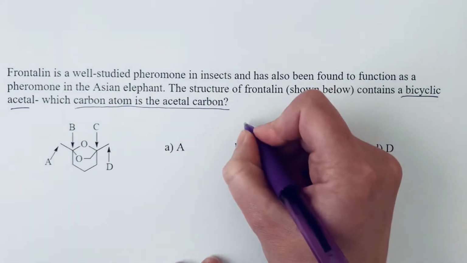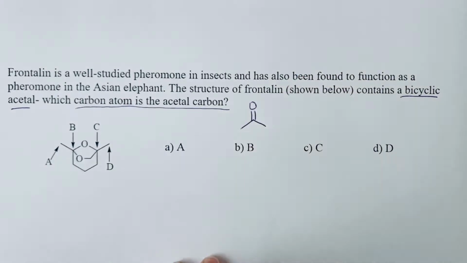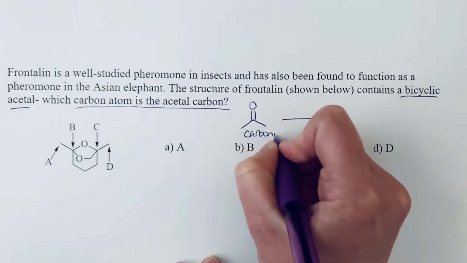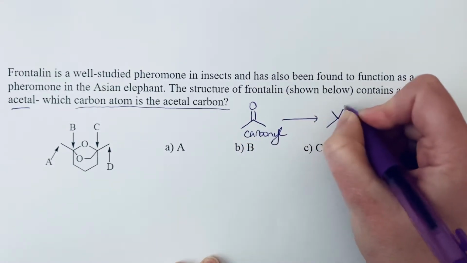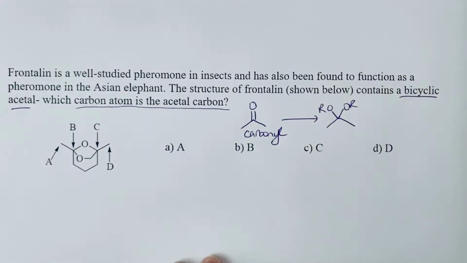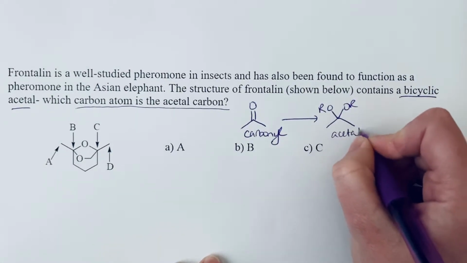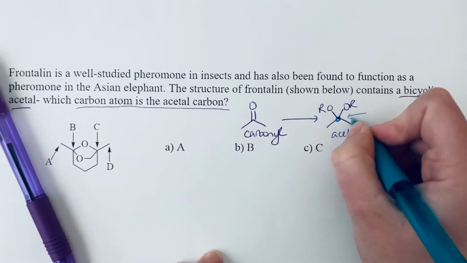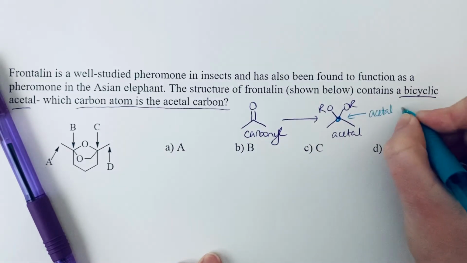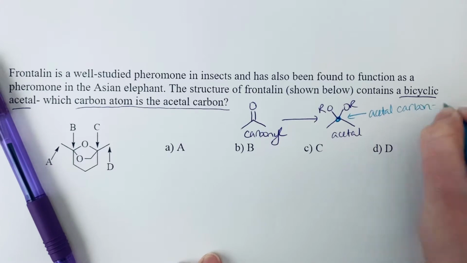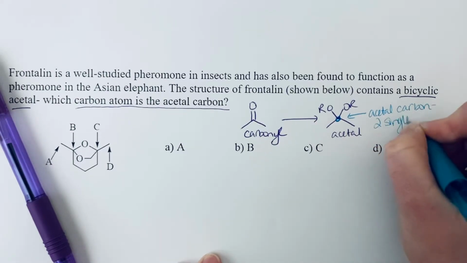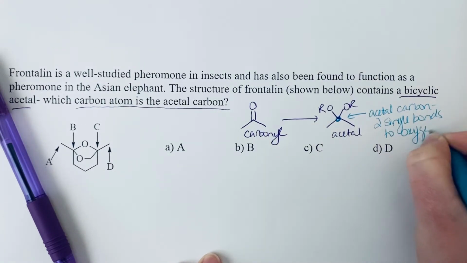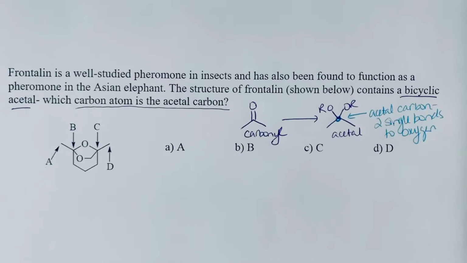So when you make an acetal out of, say, an aldehyde or a ketone, you have the carbonyl form. And when it's converted to an acetal, you can recognize the acetal carbon by finding the carbon that has the 2 single bonds to oxygen. So that's your acetal carbon. That's what we're going to look for in this structure.